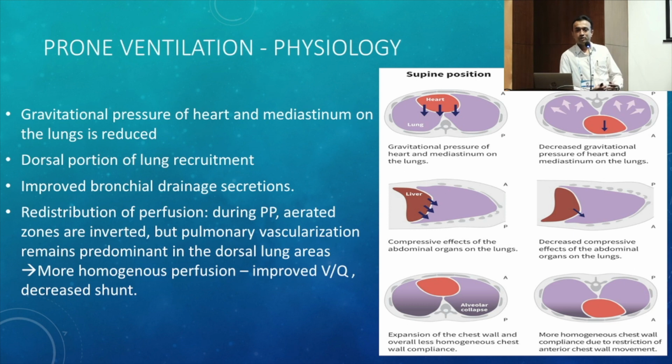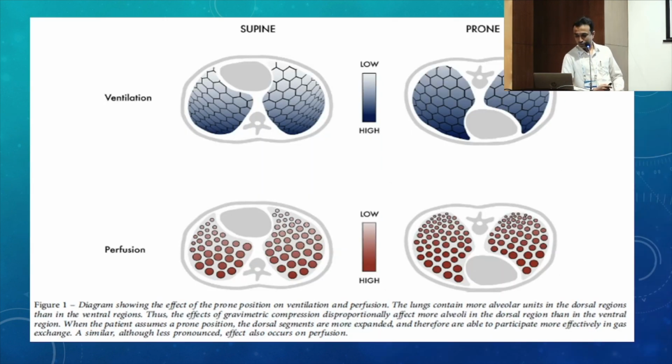So what happens when the person is supine with ARDS? Because of the pulmonary edema and the weight of the heart and the mediastinum, the lungs in the dorsum are compressed and not taking part in the gas exchange. But perfusion is happening very well in the dorsal part, so there is a VQ mismatch, and this is the major reason for your hypoxemia. So when we put the patient prone, this is what happens.